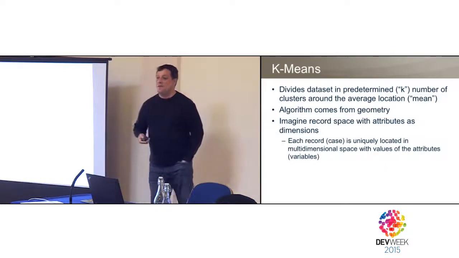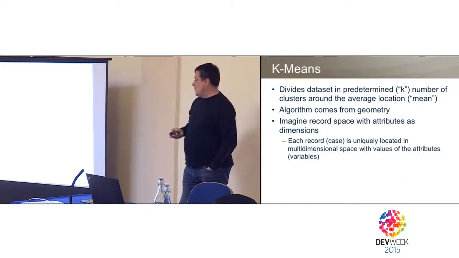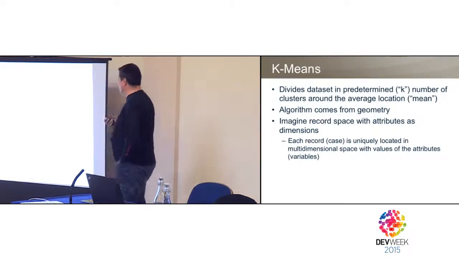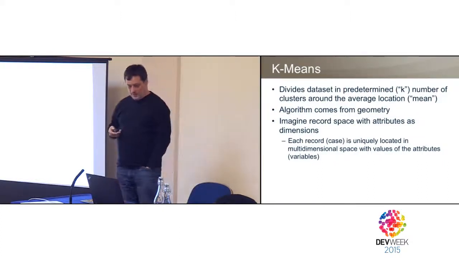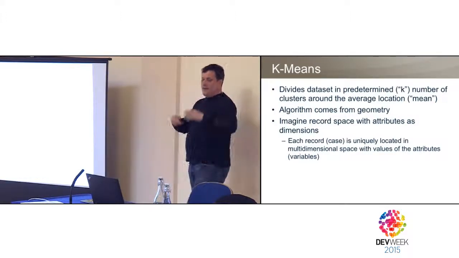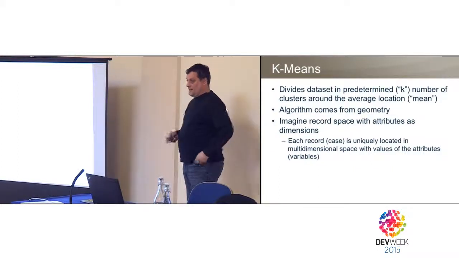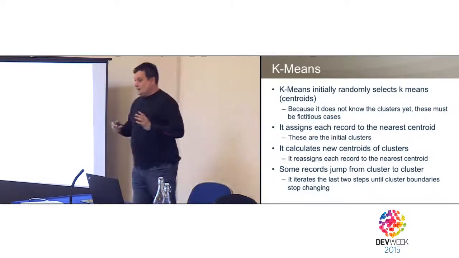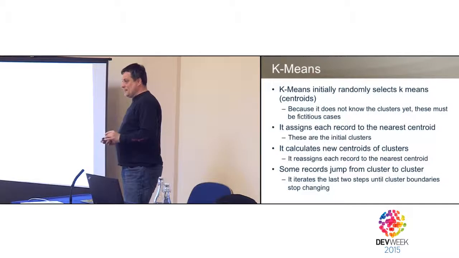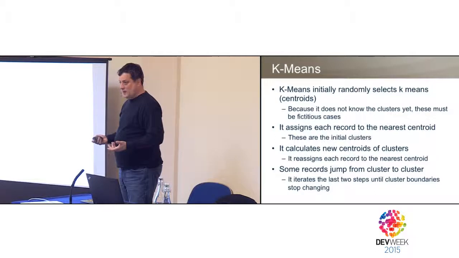So, partitioning methods, k-means. This partitioning method divides dataset in predetermined k number of clusters around the average location of the cluster. So again, we define a record space with attributes as dimensions. And again, values define data points in this hyperspace. Now, we have to assign cases to means, but we don't have means. If we would have clusters, we could calculate means. If we would have means, we could calculate clusters. So it's an endless loop.